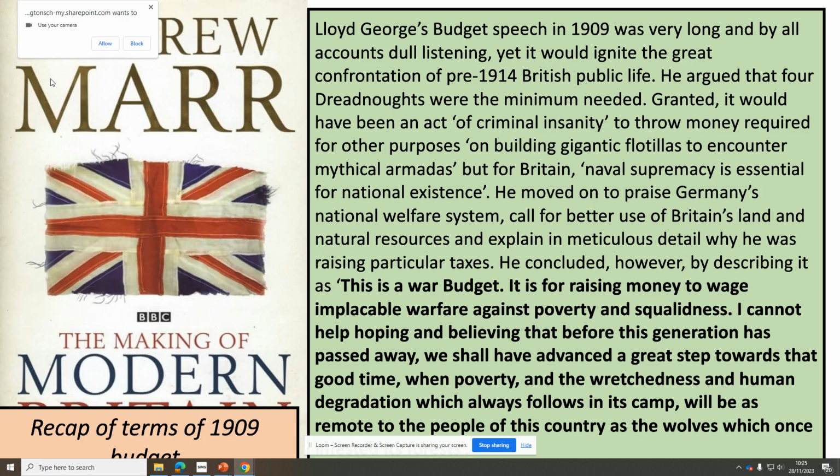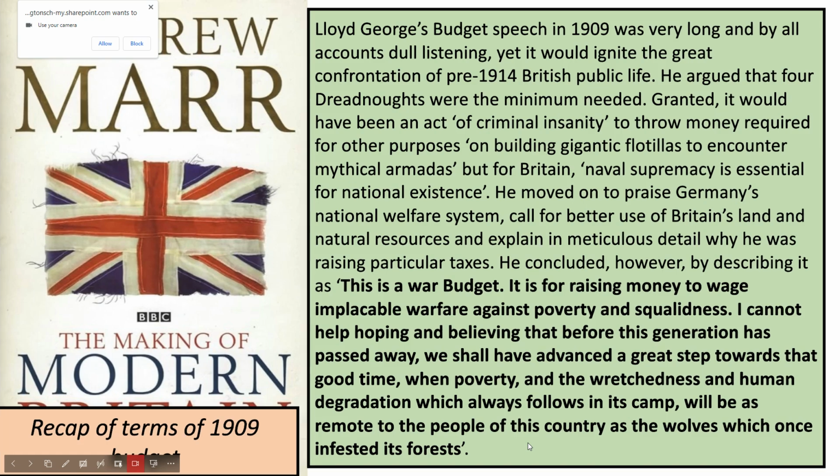education. I cannot help hoping and believing that before this generation has passed away, we shall have advanced a great step towards that good time, when poverty and the wretchedness and human degradation which always follows in its camp will be as remote to the people of this country as the wolves which once infested its forests.